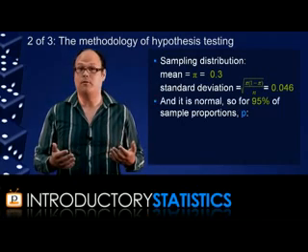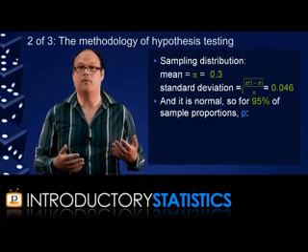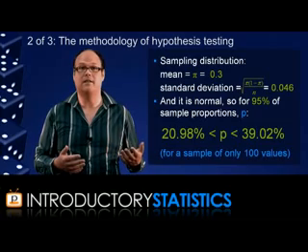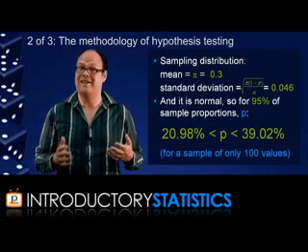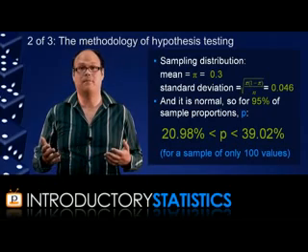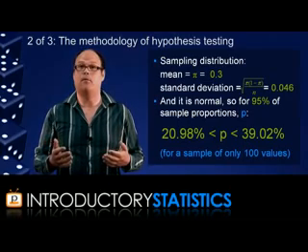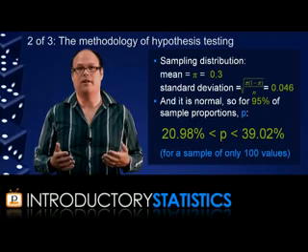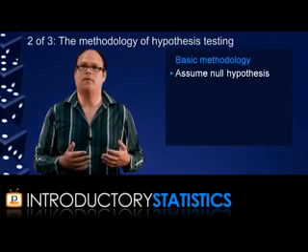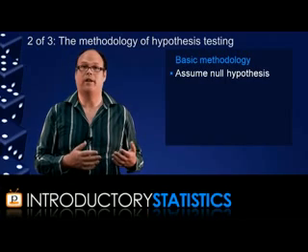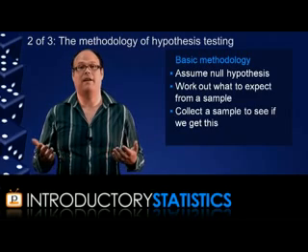And because the normal distribution acts so nicely, we can say things like 95% of all sample proportions will fall between 20.98% and 39.02%. So if we collect a sample and it isn't in that range, we'll reject the assumption. That is, we'll reject the null hypothesis. On the other hand, if the sample proportion is in that range, we won't reject the null hypothesis. So that is where the method for testing comes from. We assume the null hypothesis value for the parameter is true, we let this tell us what to expect from a sample, and then we collect a sample and see if we get what we expect.